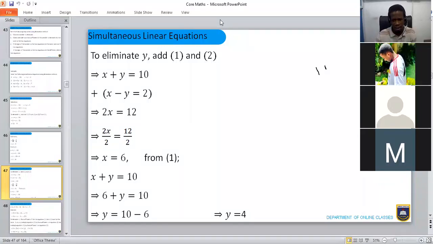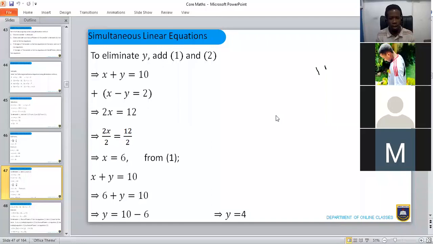If you want to eliminate y and the signs are not equal, we add them. Okay. So the coefficients are the same, but the signs are not the same, right? Yes, sir. So we add equation 1 to equation 2. Very good.